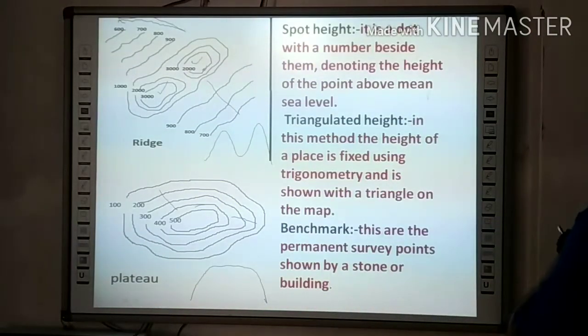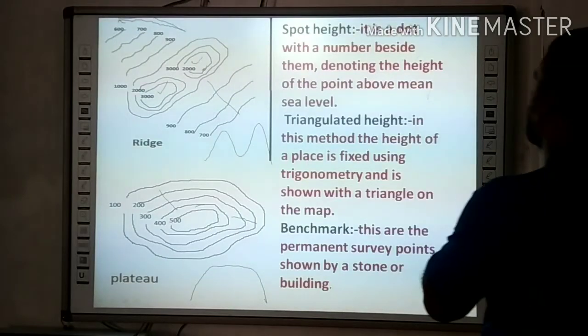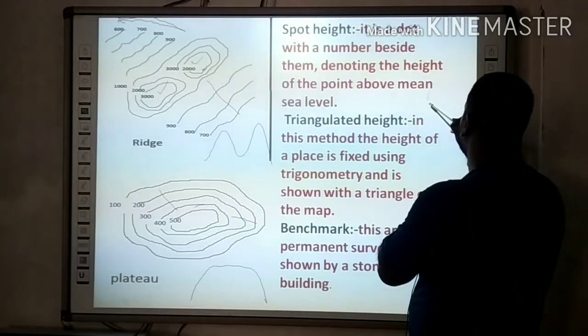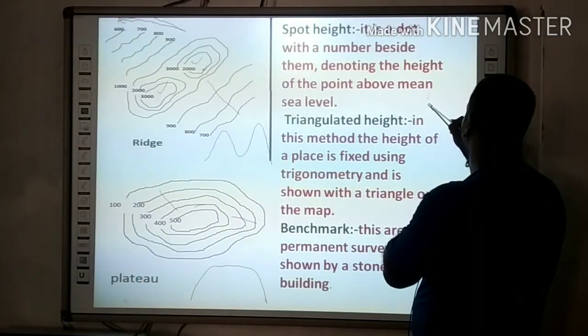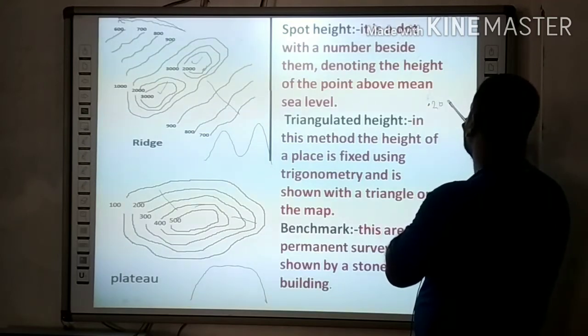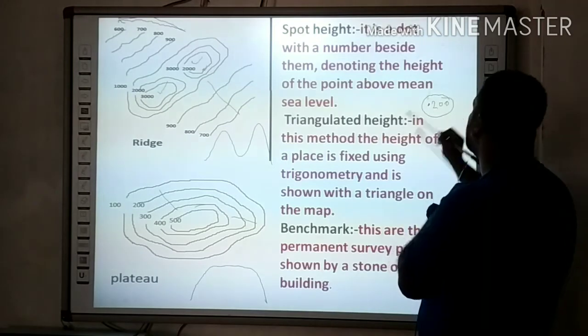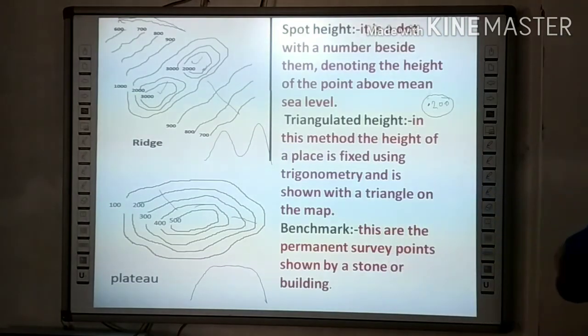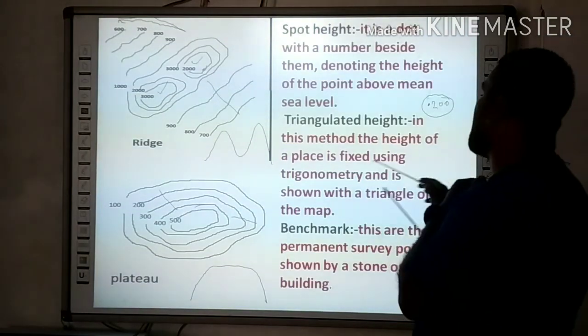It is a dot with a number beside it denoting the height of the point above mean sea level. This is how spot height is written in a map, as a spot with, say, 200 meter written. It means that the area is 200 meter above sea level.